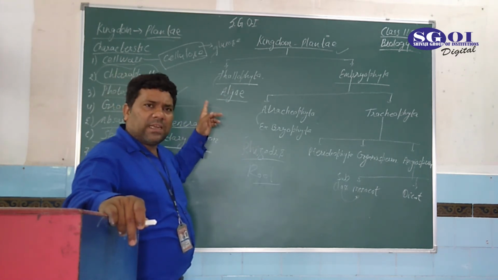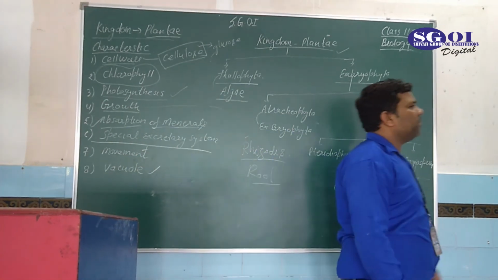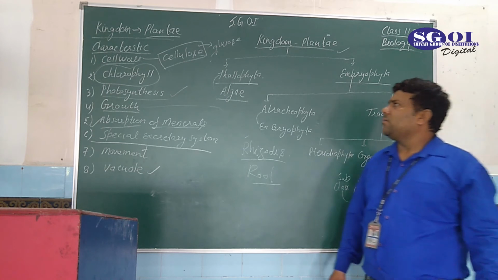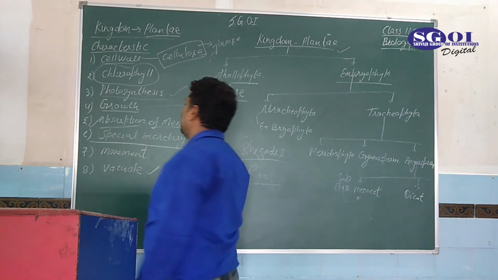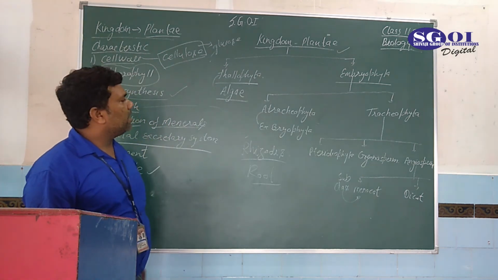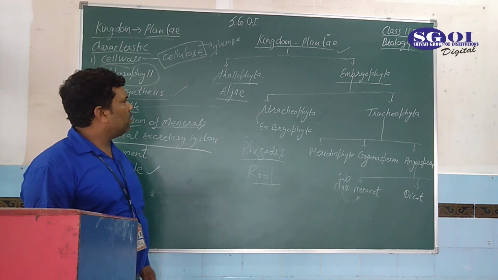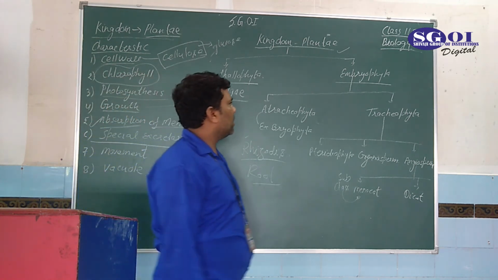Bacteria, fungi and algae are actually considered as thallophyta. Note this down, this is a very important point. Bacteria, fungi and algae are thallophyta because their body does not differentiate into root, stem and leaf-like structures. So we can say these have a thallus-type body structure.